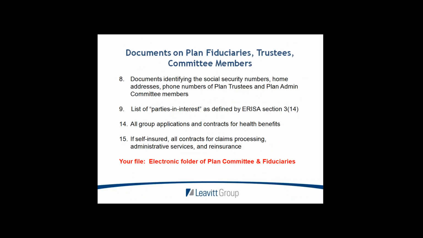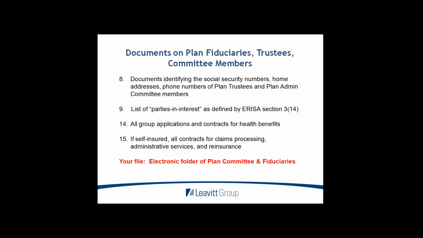This is continuing with the list of things that was on the DOL Attachment A. So, for example, the documents on plan fiduciaries, trustees, and committee members. The first thing that they ask for is documents identifying the Social Security numbers, home addresses, phone numbers of plan trustees and plan administrative committee members. And we've often found that employers don't have Social Security numbers. There may not be a plan administrative committee if you just have an insured plan.